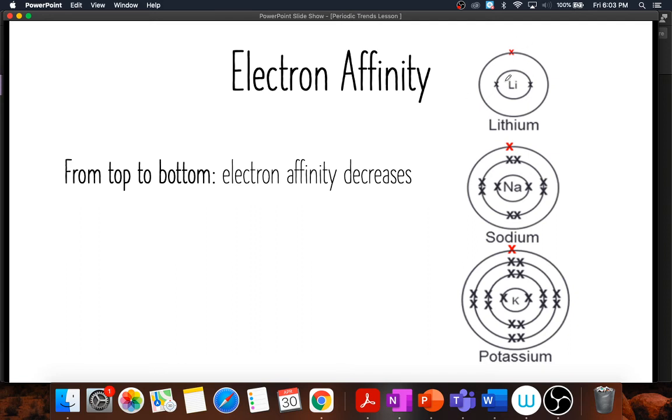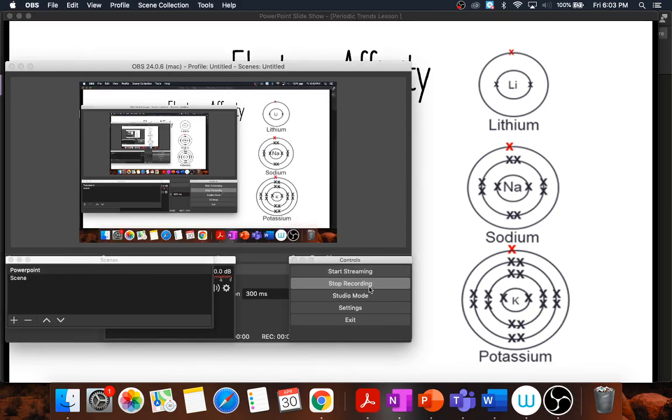So in lithium, between the protons in the nucleus and the electron that's added, there's a stronger attraction. Whereas in something like potassium, if one electron is added here, there's less of an attraction between the protons in the nucleus and that one electron. All right, so that is the trend that we see for electron affinity.